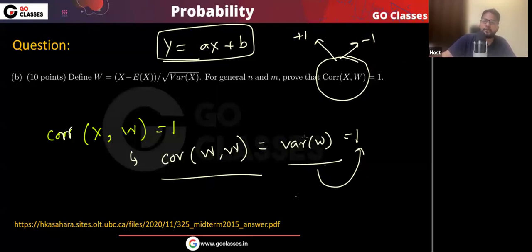It is very clear that it will obviously be +1. Why? Because if X is increasing, then it can't be the case that its standard random variable W will be decreasing, right? So obviously it will be increasing also. So basically it must be +1. This is the intuition that I'm telling you, but yeah, mathematically it's a very nice proof.